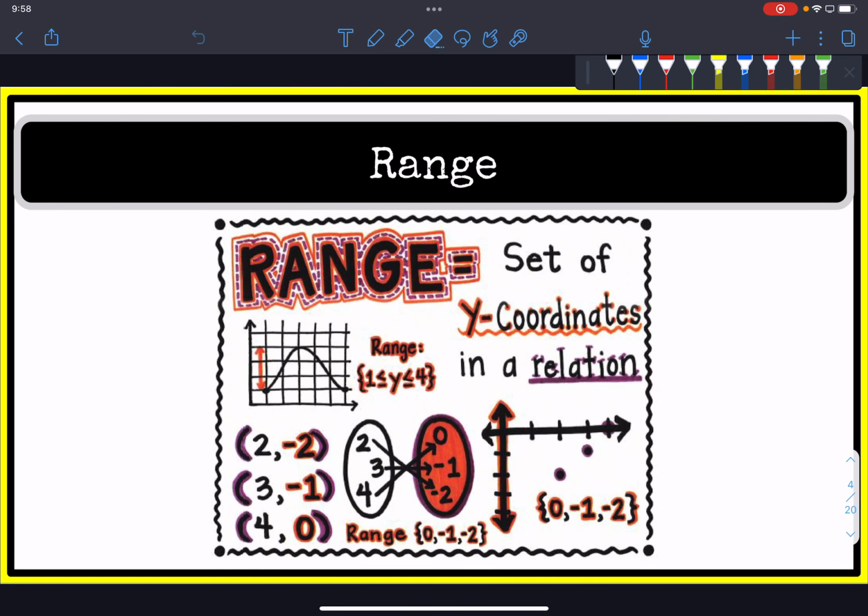The range of a relation is simply the y coordinates of that relation. So in this situation, it would be -2, -1, 0, 0, -1, and -2. Again, it's all the y values. Now with discrete data, it's really easy to identify the domain and the range because it's simply a set of points.